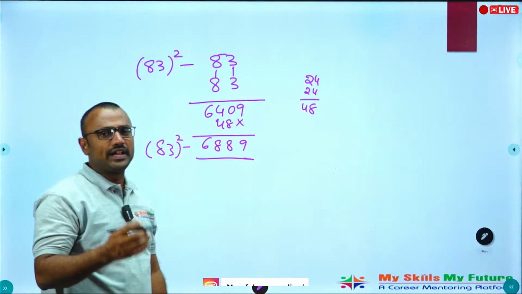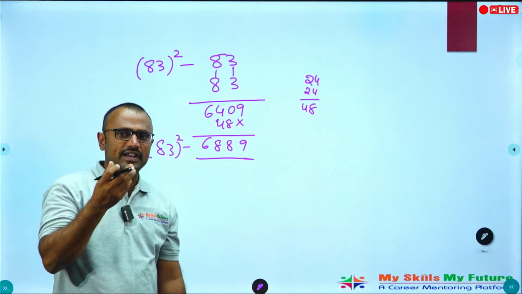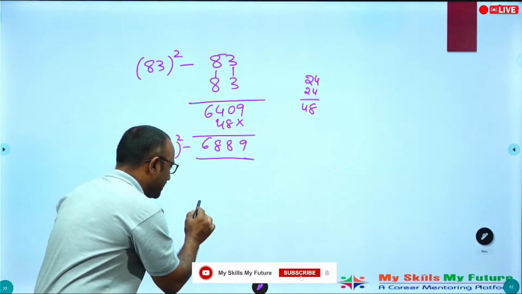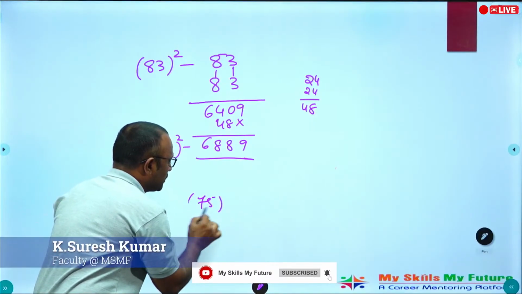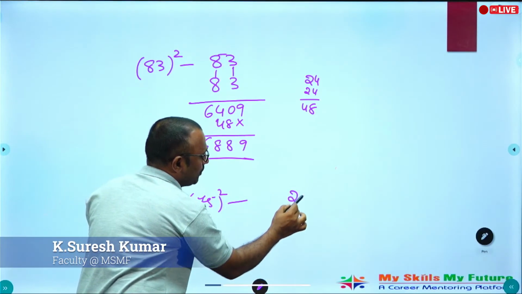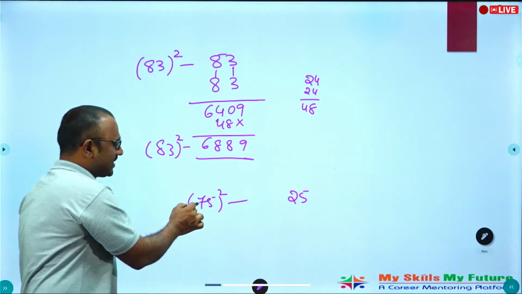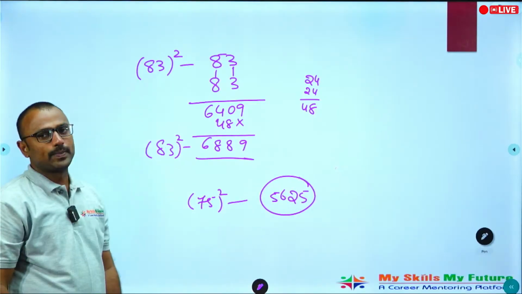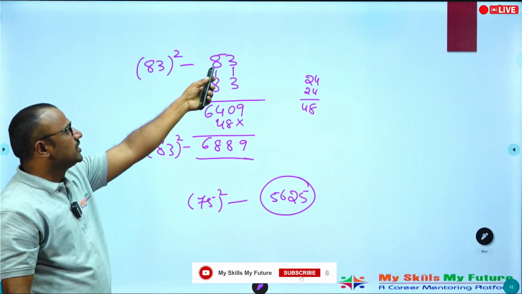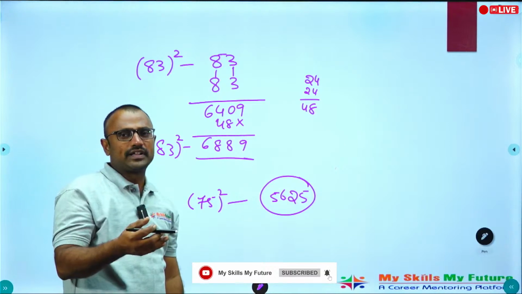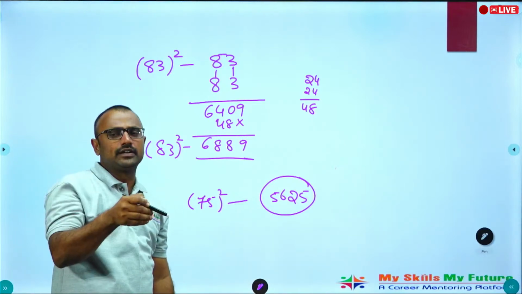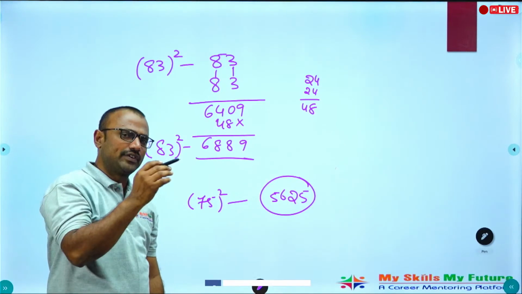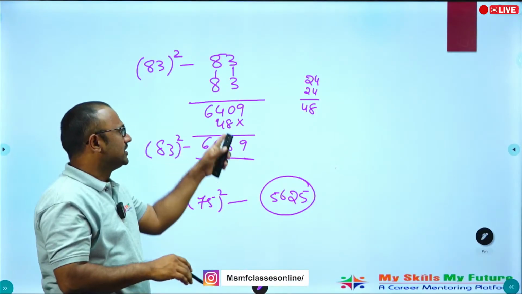So we studied 2 techniques. If the unit digit is 5, it is very simple to find. Suppose the number 75 square: write 5 square, 25, and 7 8s is 56. This is 75 square, 5625. Or if the number is different, first write the number vertically 2 times, multiply vertically, and then multiply horizontally this way.